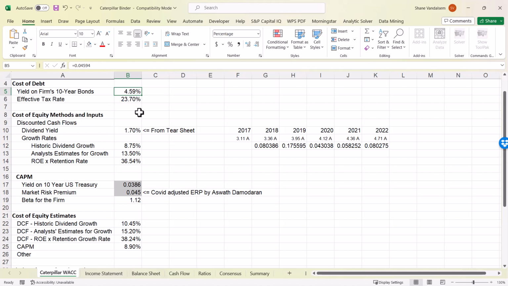We'll come back to this next week and talk a little bit about how we would choose what the actual cost of equity is for this firm. Okay.